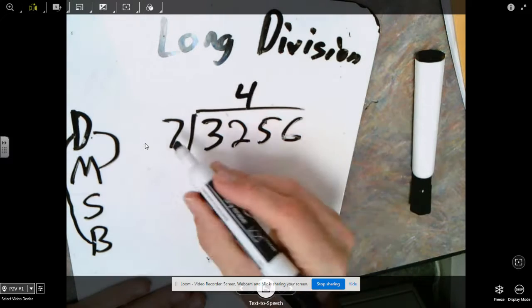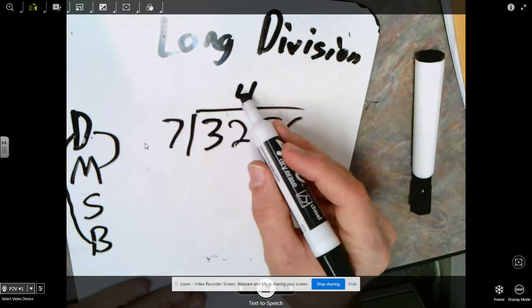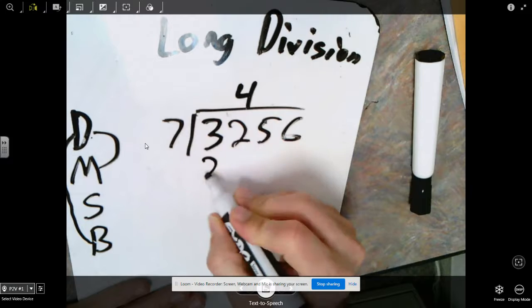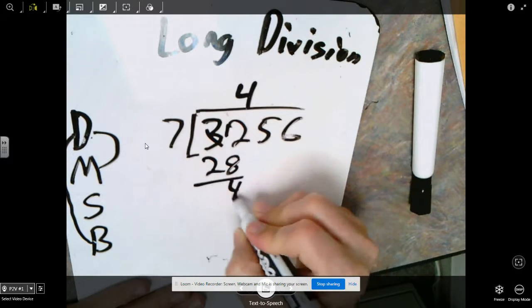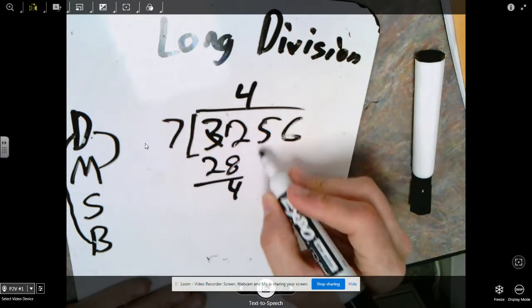Okay, so then I'm just going to multiply now, and I multiply how many 7s did I take out of 32? That number I just wrote down for my division. My division always goes at the top. 4 times 7 is 28. Then I subtract. I get a 4 there. And then after I subtract, I bring down the next value.